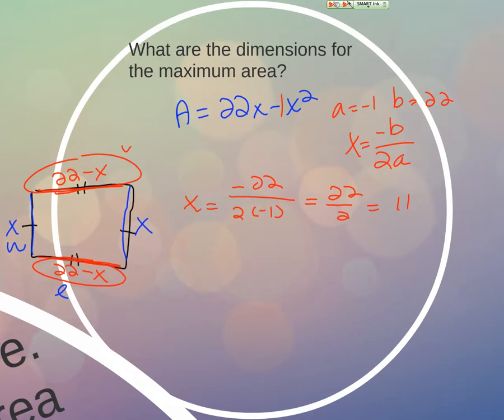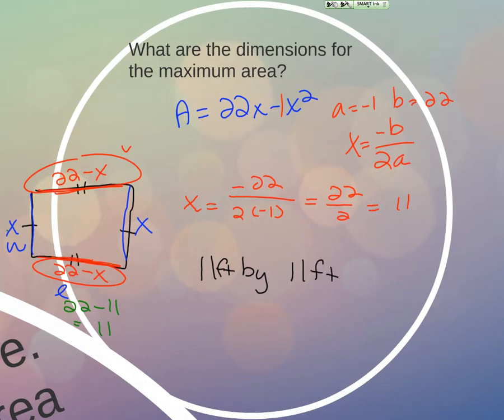So now, x is 11, so if I think about dimensions, that's like length times width. So if x is 11, then I'd have to do 22 minus 11. My length here would also have to be 11. So my dimensions are actually 11 by 11 to get that maximum area. And we're talking feet, right? Okay.